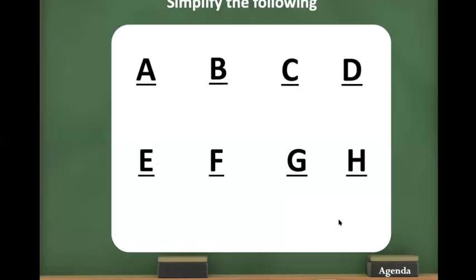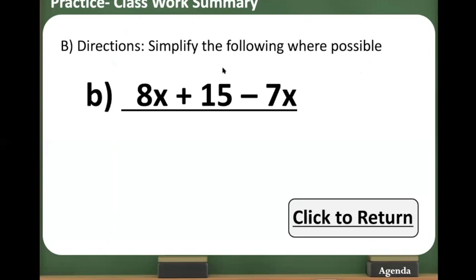Let's go to B. Let's see what B says. B says 8X plus 15 minus 7X. For all those persons who were voting for B, here goes B. Let's get it. 8X plus 15 minus 7X. Remember, always show your working, collect your like terms, and you go from there. Always show working.